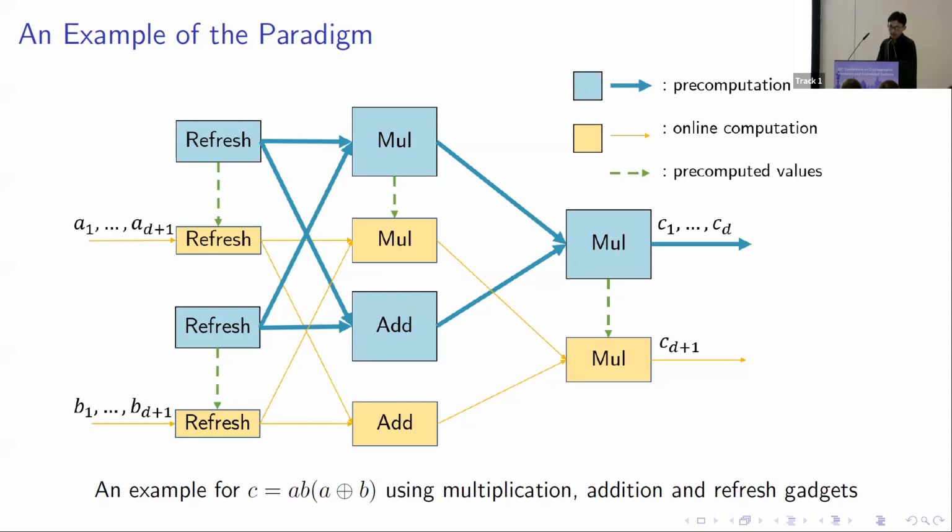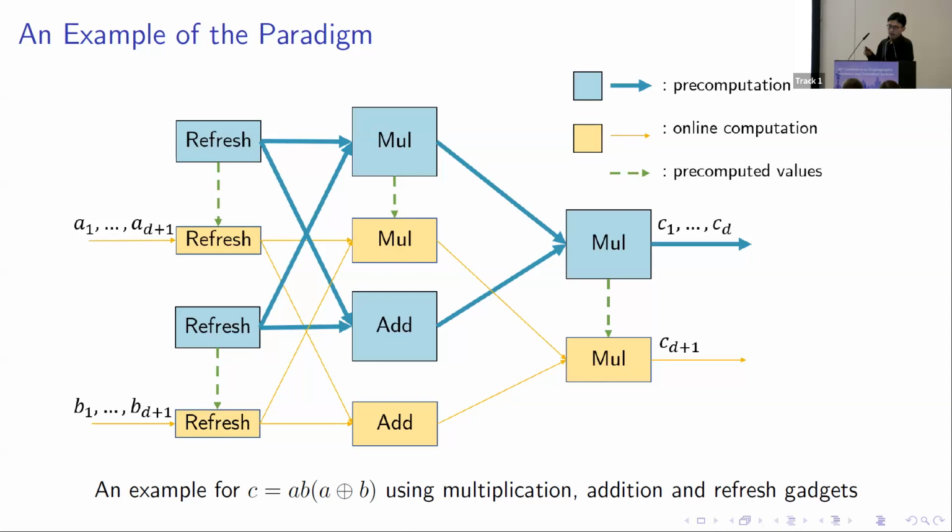In the pre-computation phase, the paradigm relies on the fact that we are not supposed to know the secret values. So we use refresh gadgets for each input value. Each refresh gadget takes no inputs and produces output shares with index 1 to D. And then each gadget is evaluated.